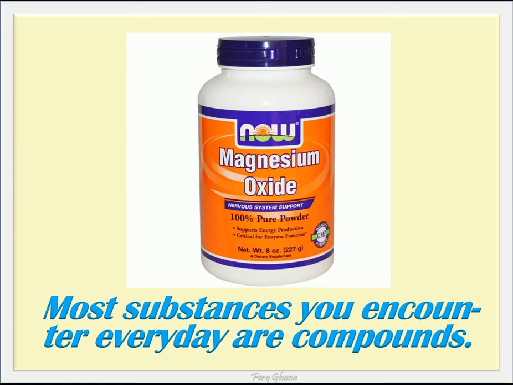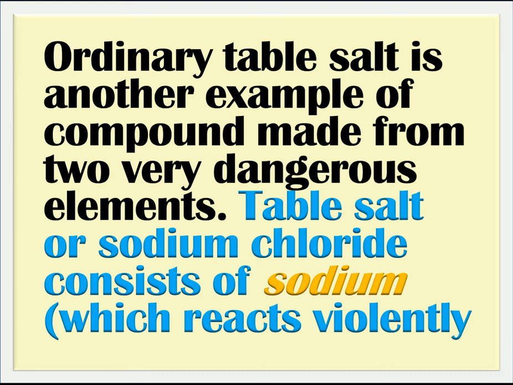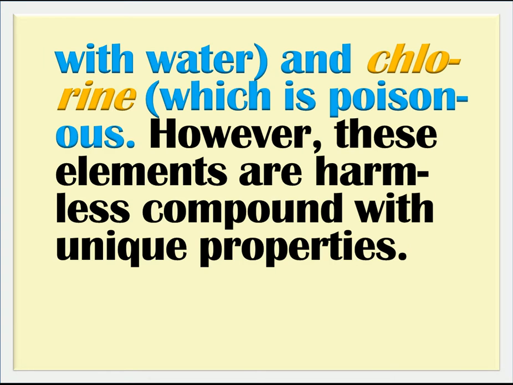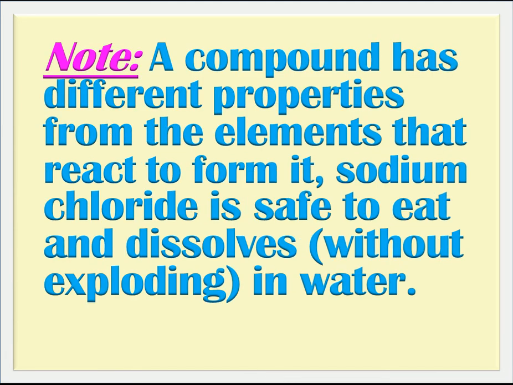Most substances you encounter every day are compounds. Ordinary table salt is another example of a compound made from two very dangerous elements. Table salt, or sodium chloride, consists of sodium, which reacts violently with water, and chlorine, which is poisonous. However, these elements form a harmless compound with unique properties. Note: a compound has different properties from the elements that react to form it. Sodium chloride is safe to eat, and dissolves without exploding in water.